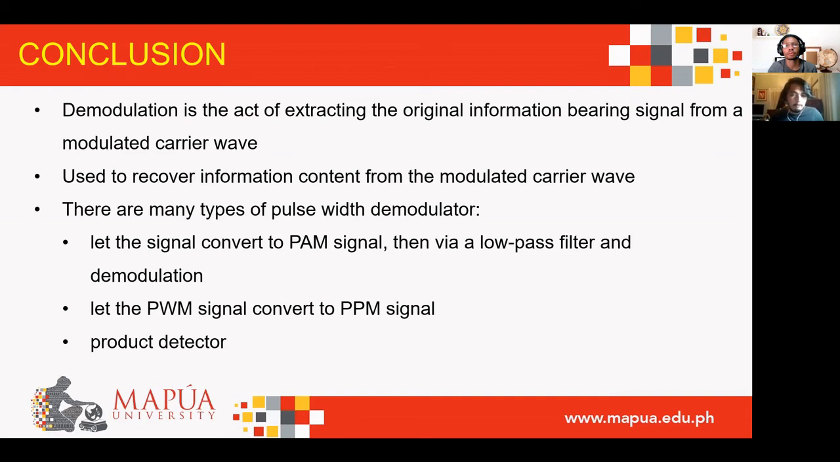And another type of PWM demodulator is the product detector. If we let the PWM signal and carrier signal input to the product detector, meanwhile, we let the PWM signal and carrier signal be positive or negative simultaneously. Then the output terminal of the product detector will receive a pulse signal VA and send this signal to the low pass filter to obtain the demodulated PWM signal.